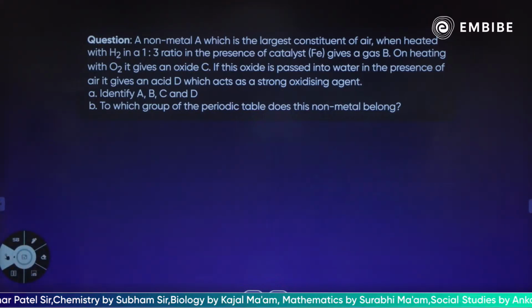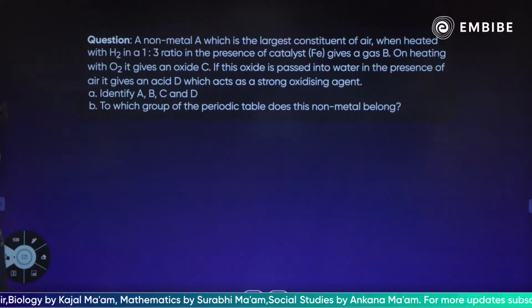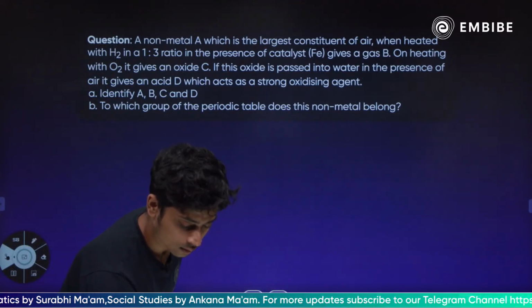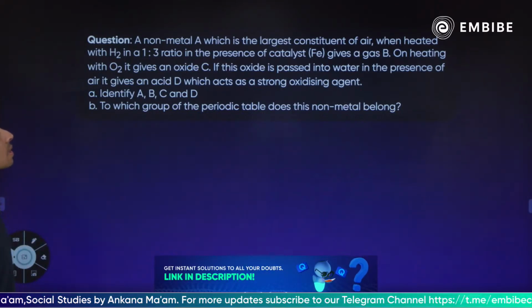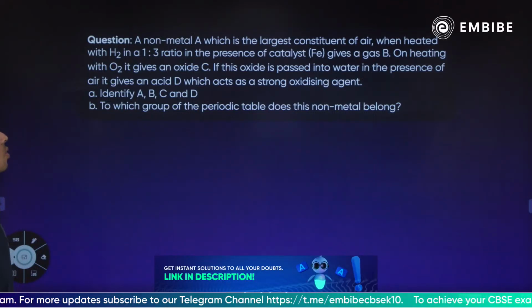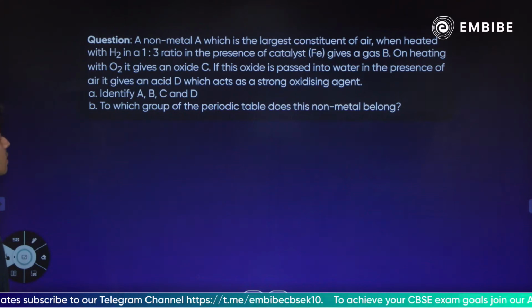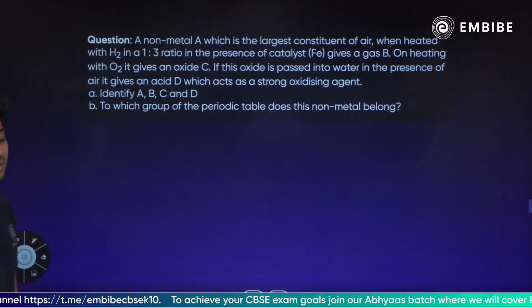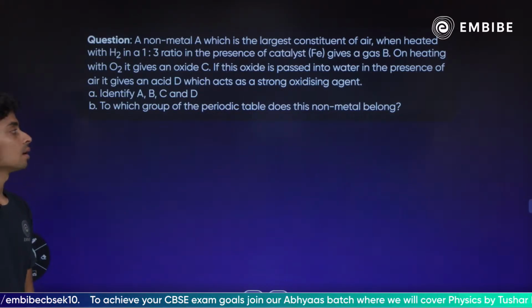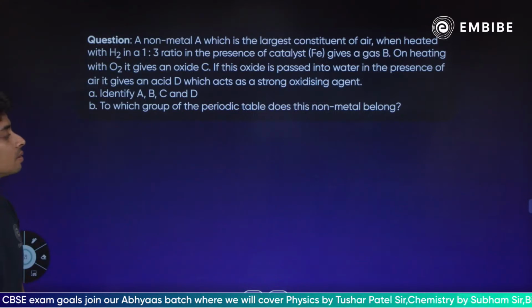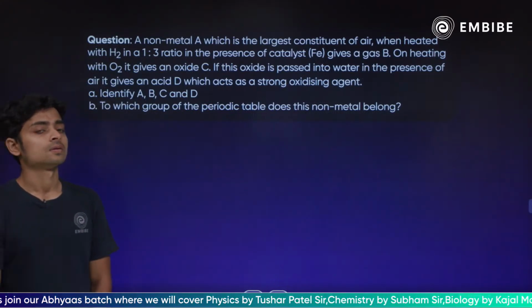Okay, so next is a non-metal A, which is the largest constituent of air. When heated with hydrogen in a 1:3 ratio in the presence of an iron catalyst, it gives a gas B. On heating with oxygen, it gives an oxide C. If this oxide is passed into water in the presence of air, it gives an acid D, which acts as a strong oxidizing agent, provides oxygen. Identify A, B, C and D. To which group of the periodic table does this non-metal belong? So this is a question.